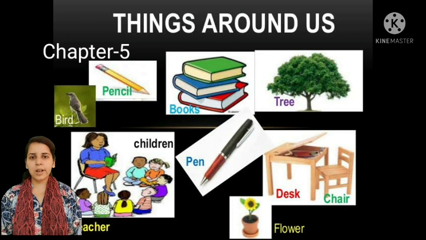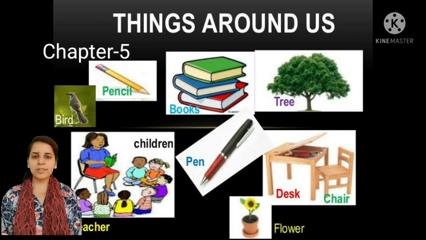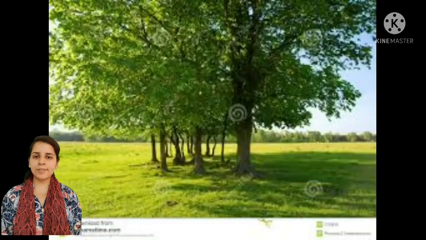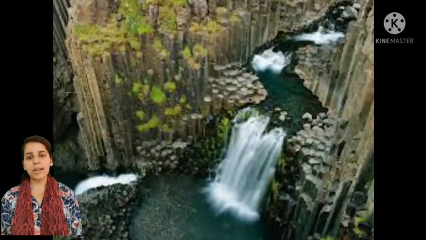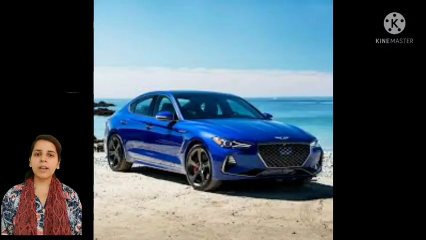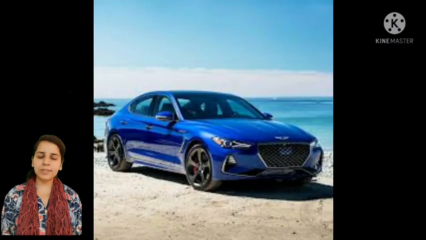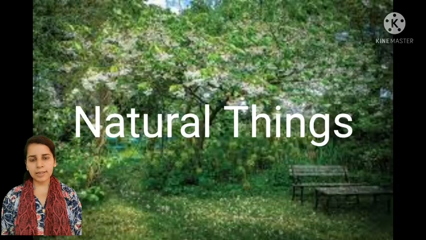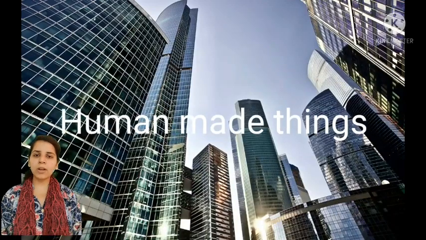Good morning students. So today we will start with our new chapter, which is things around us. So students, we see different types of things around us like plants, animals, birds, rivers, mountains, rocks, aeroplane, car and many more things. Some of them are natural things and some of them are human made things.